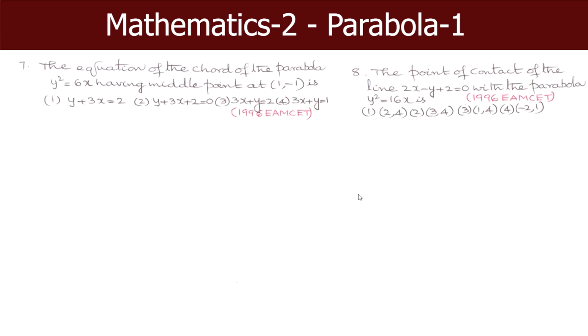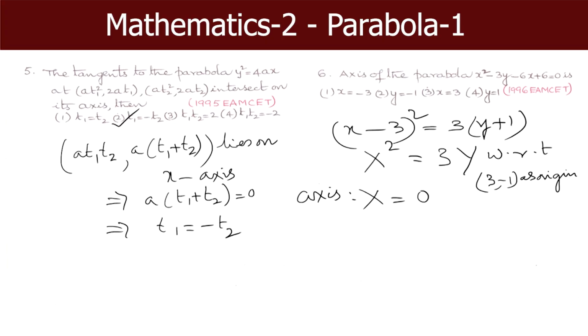But what is capital X? Capital X is same as x minus 3. That is x minus 3 equal to 0, or x equal to 3. So that is the axis of the parabola.